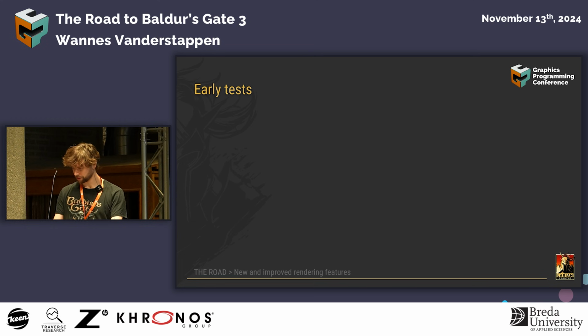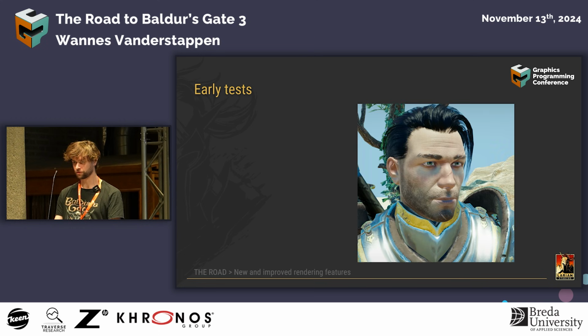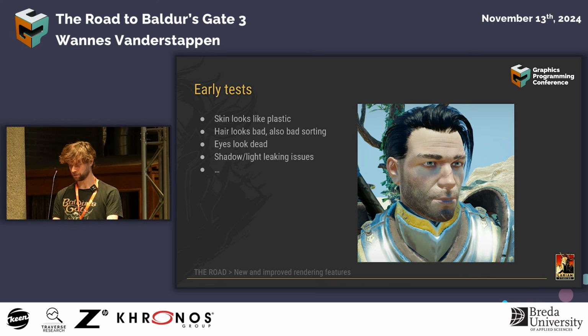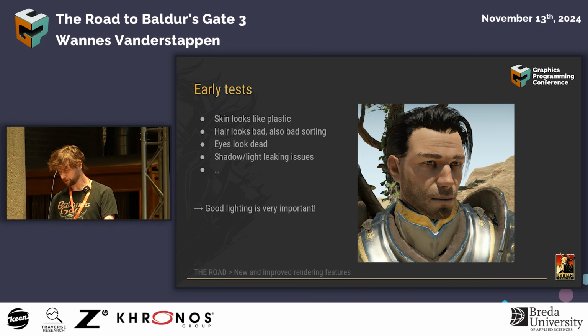Some early tests. This is one of the first characters that we imported in our new framework as an attempt to improve quality. Of course, this doesn't look that great. So the skin looks a bit like plastic. The hair looks pretty bad as well. There's bad sorting going on. The eyes look kind of dead. There's shadow and light leaking issues everywhere. But we found out that we could actually tweak our lighting settings and make it already look a lot better. But there was still a lot of work to do.